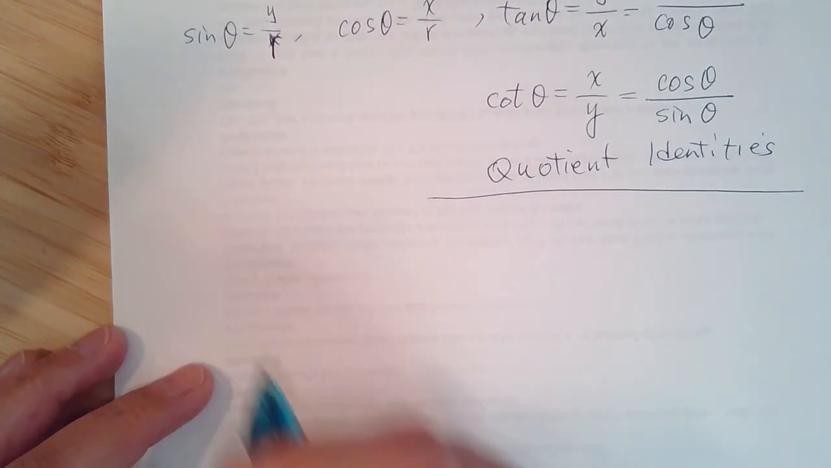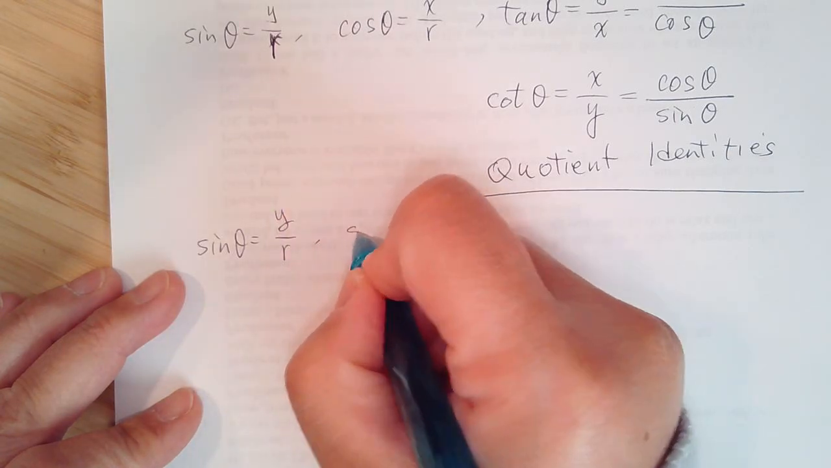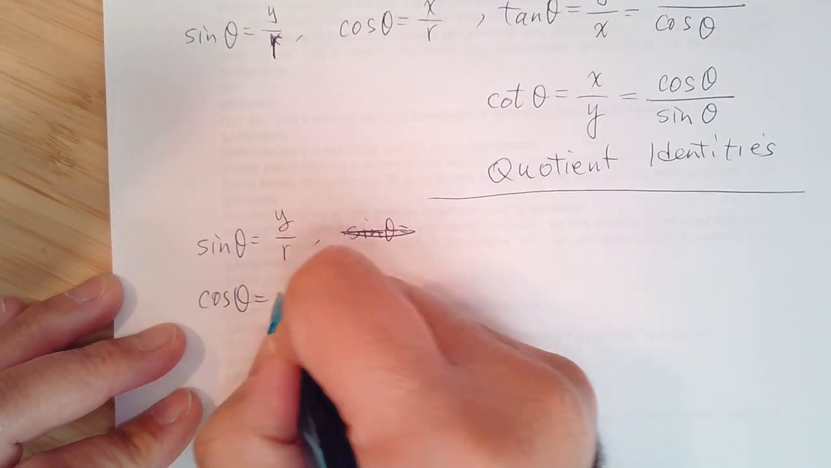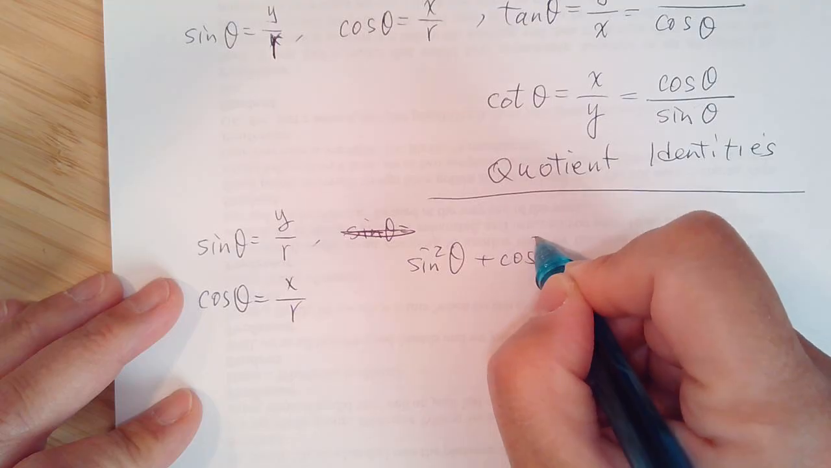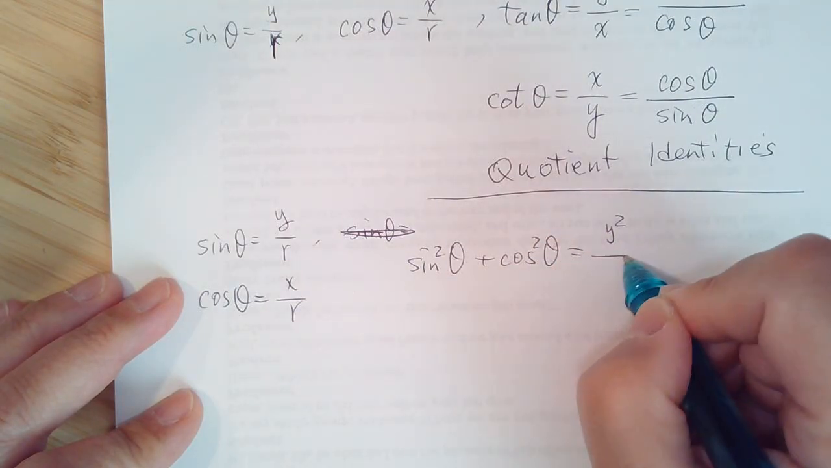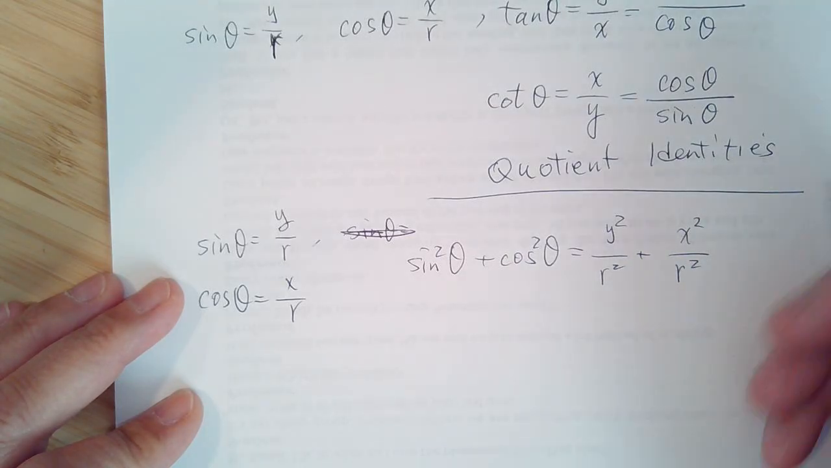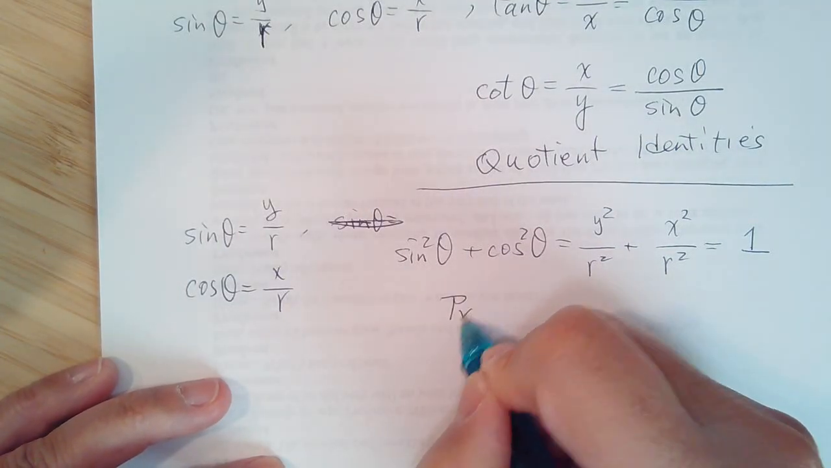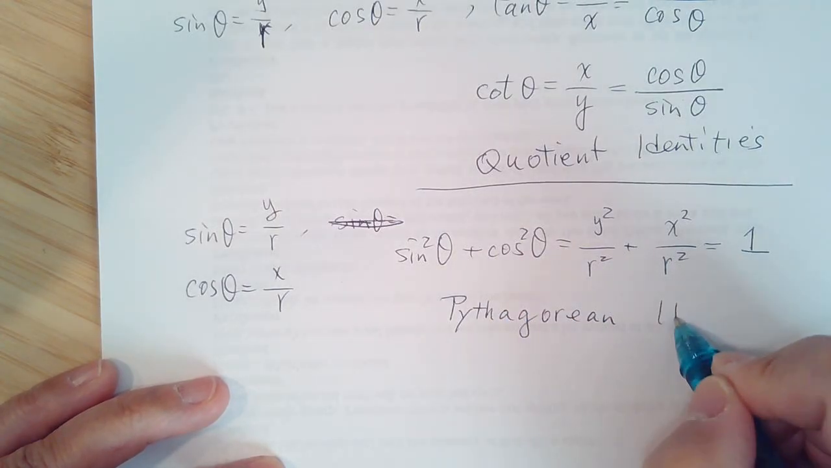Okay. All right. Now there's one more. If you remember what we learned a little earlier, sine theta is y over r, and cosine theta is x over r, and sine square plus cosine square is y square over r square plus x square over r square. And the top, x square plus y square, is r square over r square, so it's 1, right? At the same time, we have another one that we call the Pythagorean identities.